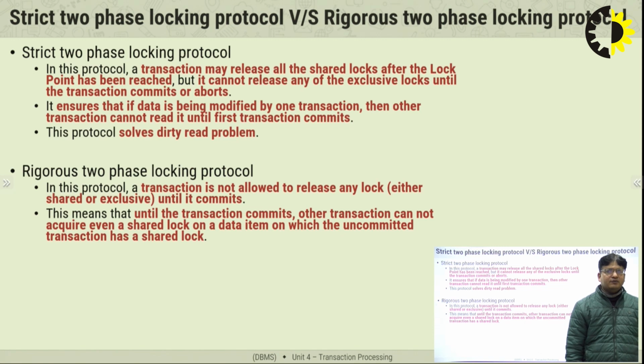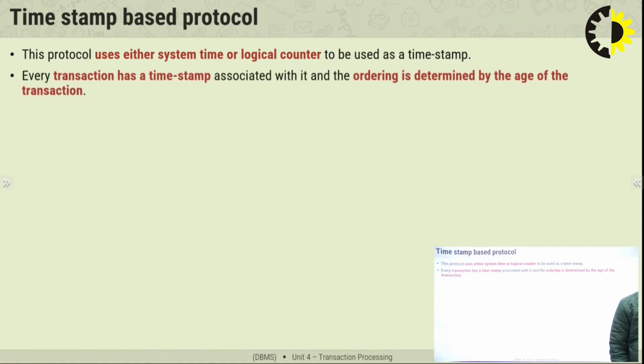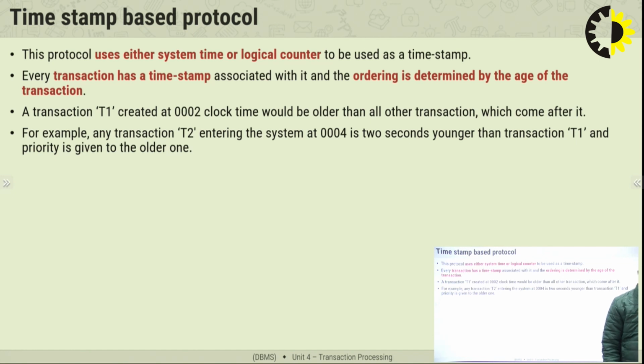So to avoid this problem, we will be using another protocol that is known as timestamping protocol. This protocol uses a timestamp or a logical counter to be used as a timestamp. Every transaction has a timestamp value associated with it, and the ordering is determined by the age of the transaction. A transaction T1, suppose created at 2 o'clock, would be older than all the transactions that come after it. If another transaction comes at 2:15, then that transaction will be younger as compared to T1. For example, any other transaction T2 entering at 4 is 2 seconds younger than the transaction T1, and priority is given to the older one.